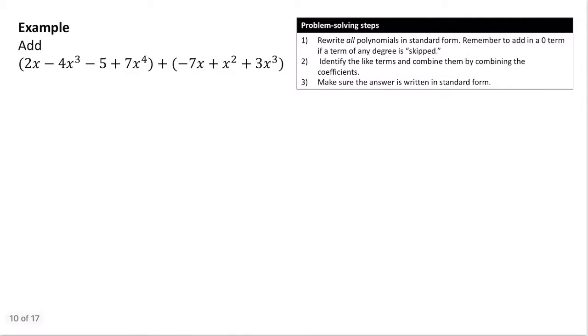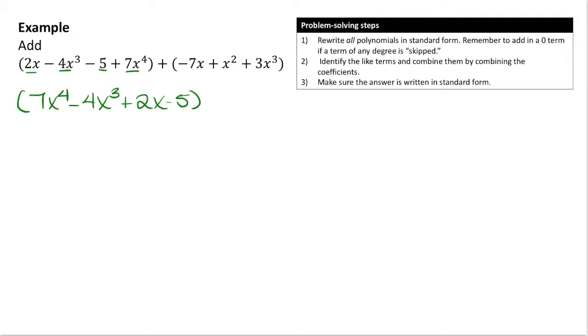So now let's try adding these two polynomials together. So just looking at these, you can probably see that they're not in standard form. So that's going to be my first task, is to rewrite these in standard form. So the highest degree term here is going to be that 7x to the 4th. And then we have minus 4x cubed. And then plus 2x minus 5.